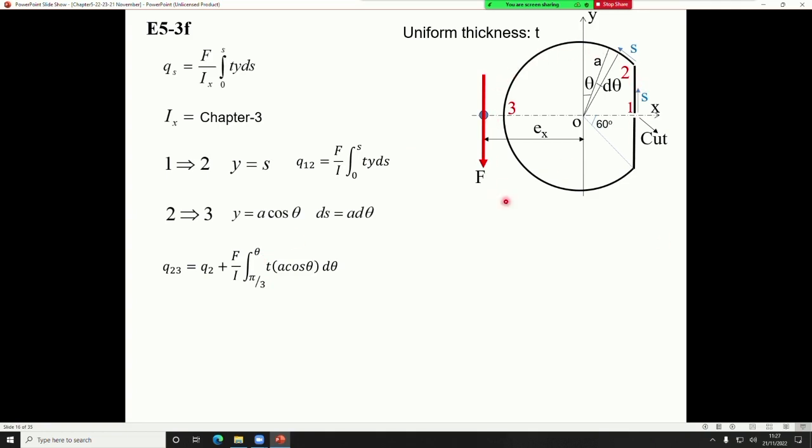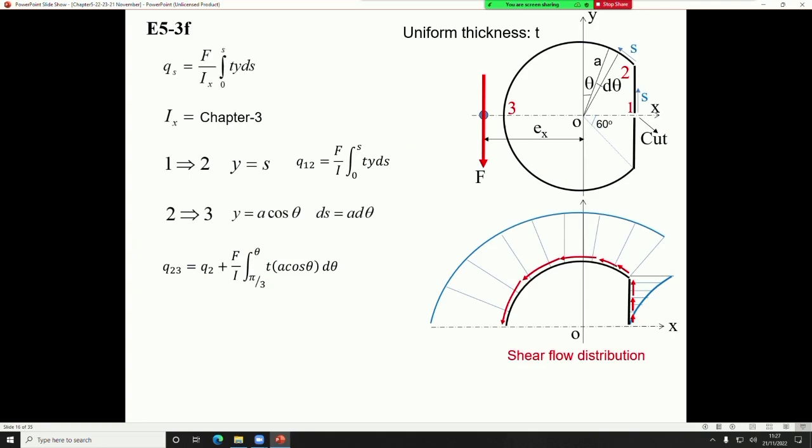Once I do it, the bottom part will be the same. So this is for the vertical panel, and this is for the arc part of the panel, of the section. Obviously, these two are not to scale. These two must be the same. At this point, we have the same shear flow. So if they don't look the same, it's wrong. This line and this line must be exactly the same length.